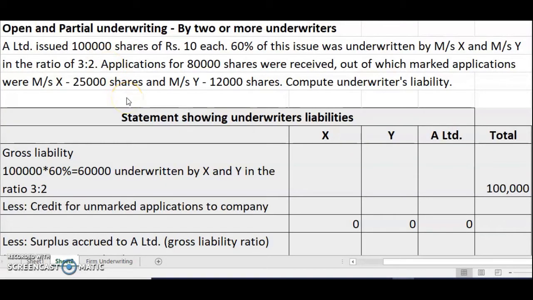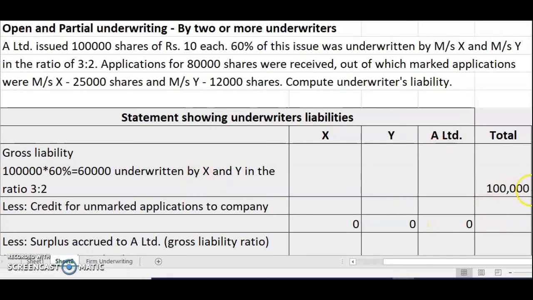Now I will explain the method to be used in the determination of underwriter's liability. We need to have this statement wherein I have a separate column for each of the underwriters. And you can see here there is a separate column for company, because as I have already explained, for the balance which is not underwritten by any of the underwriters, you have to take the company as the underwriter. Okay, so that is why I have here a separate column for company.